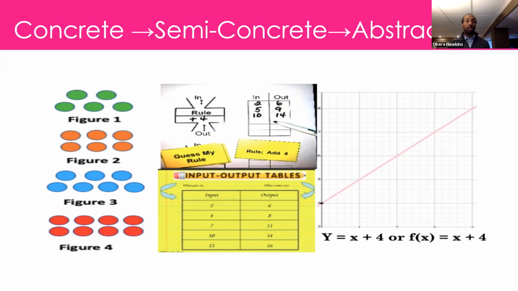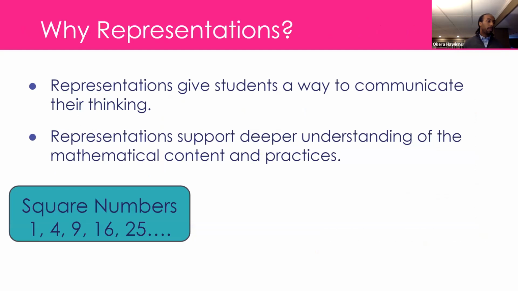And then we could help students see, once we've been able to show them that input-output table, that those values represent an ordered pair. Those ordered pairs can be points that are plotted on the coordinate plane, and they follow a specific pattern, so they can represent a linear equation, either written in slope-intercept form or function notation, which would be that abstract example.